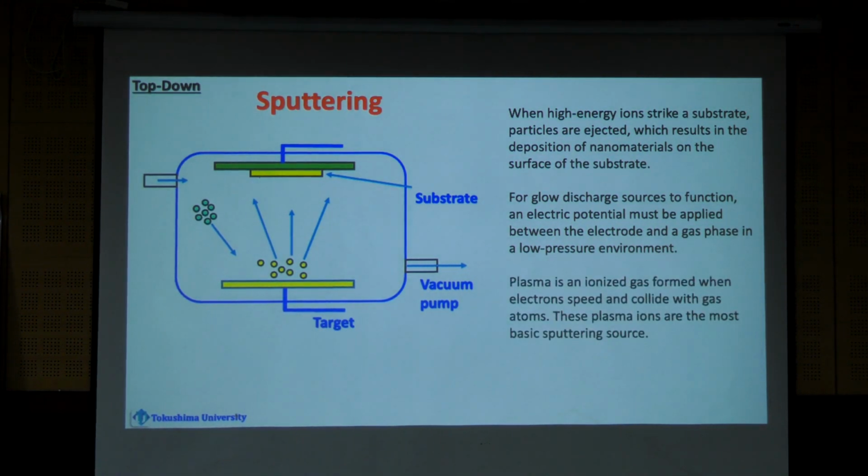and in laser ablation plasma is created. Here also plasma is created. Why is plasma created? Because you apply an electric field between anode and cathode. That's why charged particles are created. So once charged particles are created, they are attracted, so this is cathode, this is anode. So oppositely charged particles attract each other.